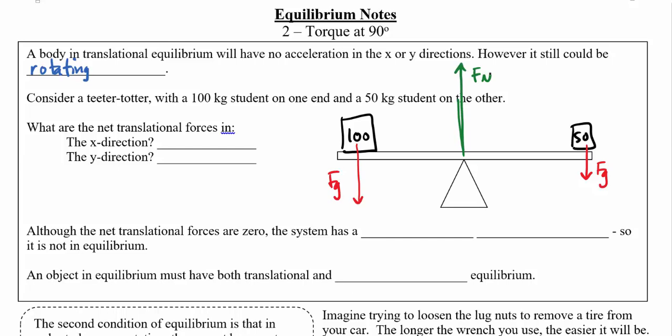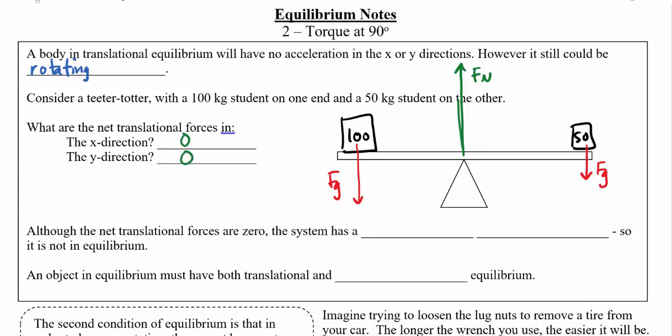Now, if you take a look, this object is in translational equilibrium, which is to say that the two downwards forces are balanced by this upwards force. And so there are no forces in the x direction. The net translational force in the x direction is 0. But the sum of the forces in the y direction is also 0.